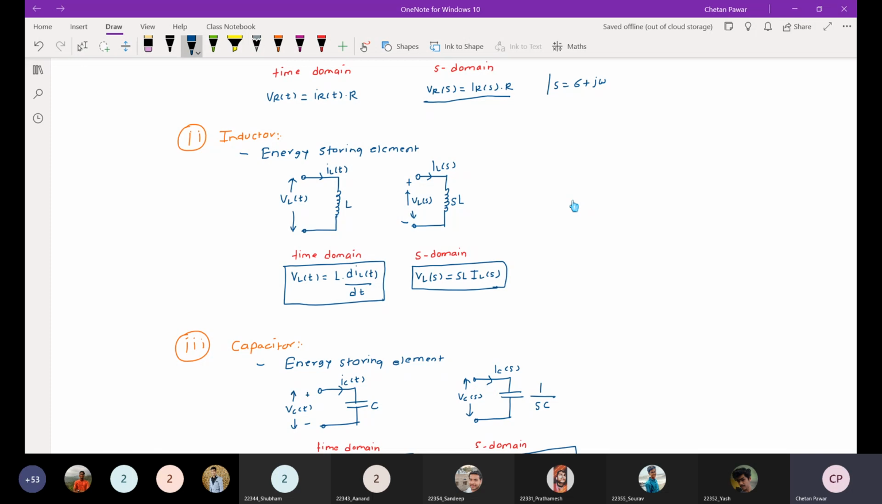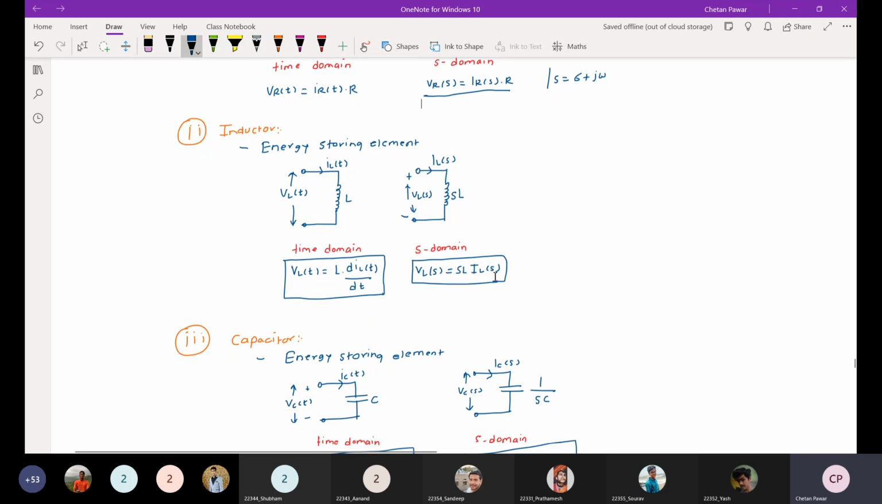Okay, so if you build the circuit using this particular S domain equation, in the S domain you can see that the impedance here will be SL, right? The current flowing through that impedance will be IL of S, and the voltage across that impedance will be VL of S. So this is the S domain representation. You just need to replace L by SL, and convert the time domain signals to Laplace domain signals. This is the inductor representation in S domain.